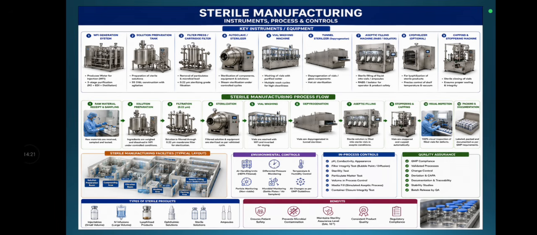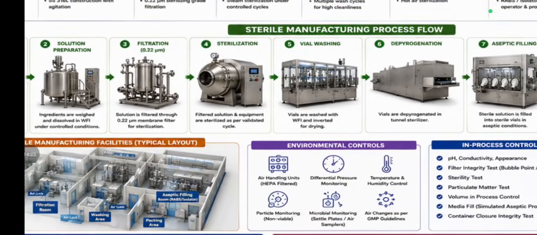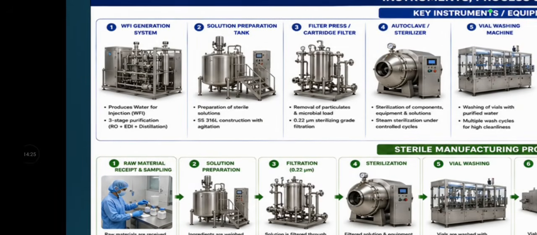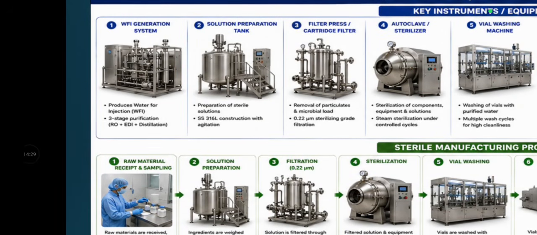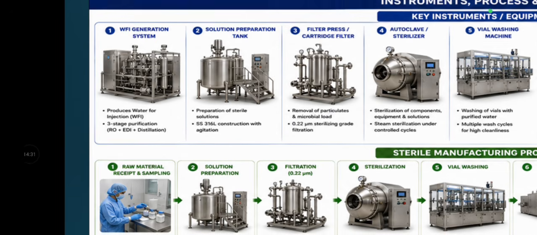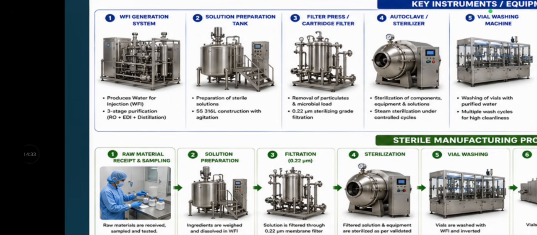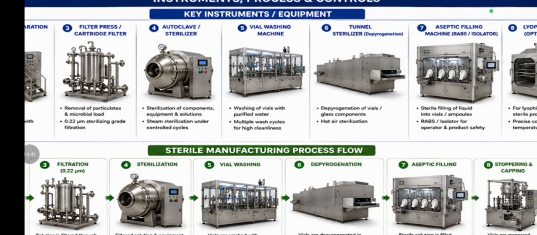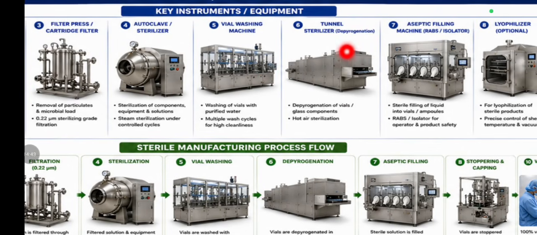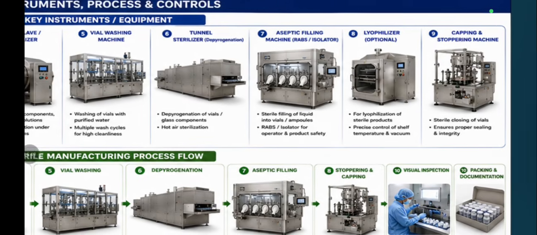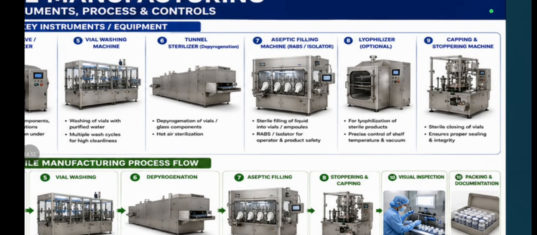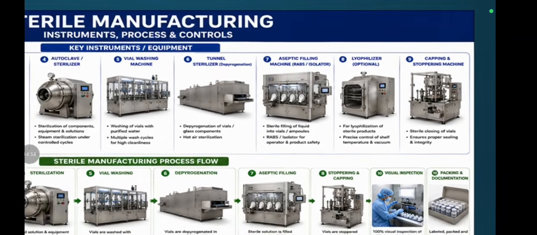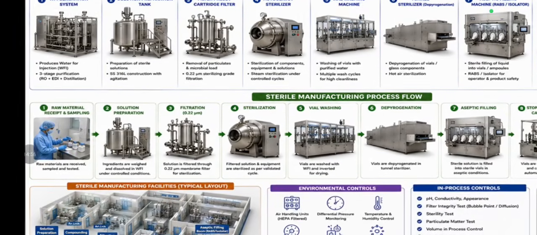Again, the same with sterile manufacturing. Different types of equipment or instruments are used in sterile manufacturing: WFI generation system, solution preparation tank, filter press, cartridge filter, autoclave, vial washing machine, then tunnel sterilizer, aseptic filling area, lyophilizer, and capping and stoppering machines. These are the different types of instruments we are using in a sterile manufacturing area.